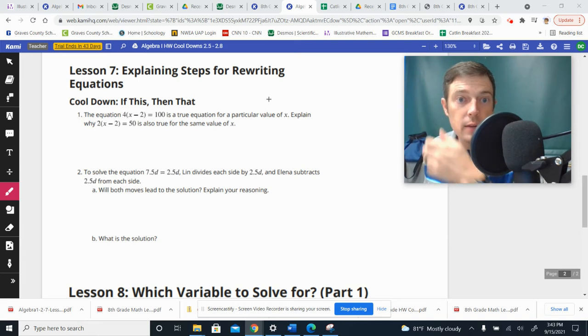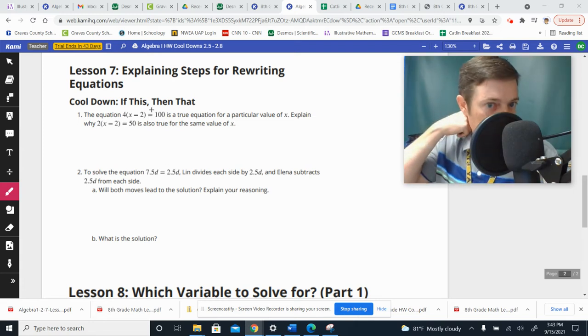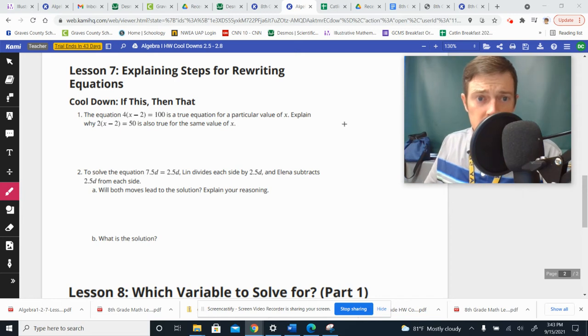And we're rewriting these equations and kind of explaining as we go. The first one that we're looking at is shown here, 4 times the quantity x minus 2 equals 100. And they're saying that it's a true equation for a particular value of x. There is an x that you can plug in and solve it. I think it's like 27.